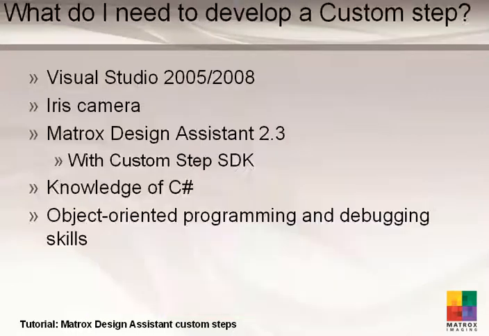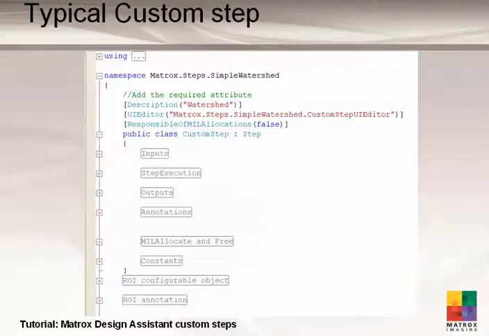The step library file, the DAL, includes a list of all the available steps and the category to display them under. In order to develop a custom step, you'll need Visual Studio, an Iris camera with Design Assistant 2.0, and since you'll be deriving your step from the base classes that we provide, you need a reasonable understanding of C# and object-oriented programming. A typical step is going to have several sections: the inputs, the outputs, and the step execution section, which is the code that is executed when your step is run.